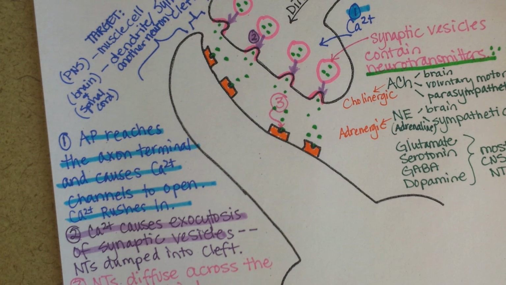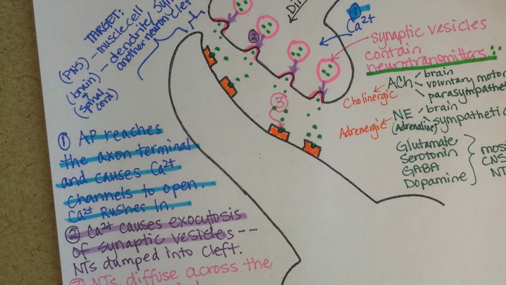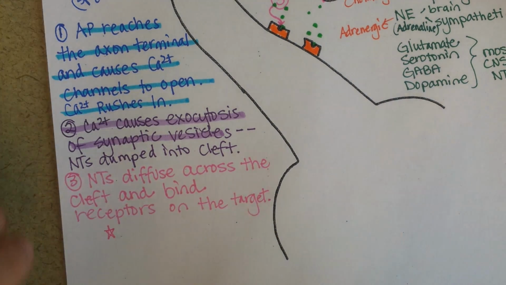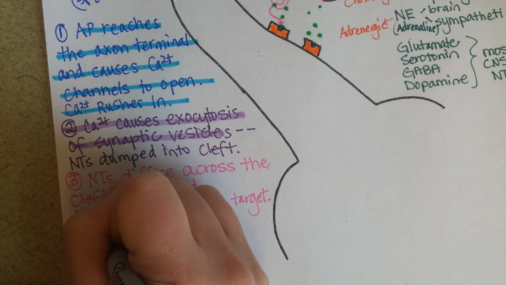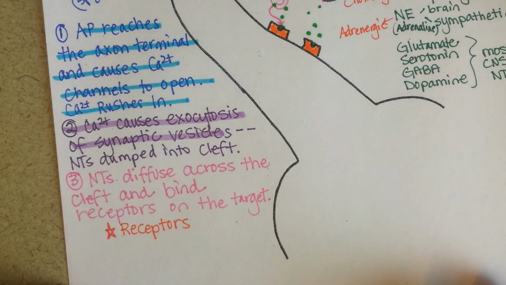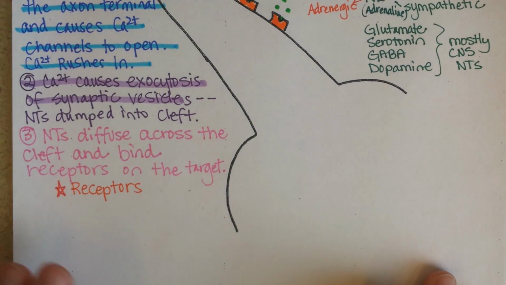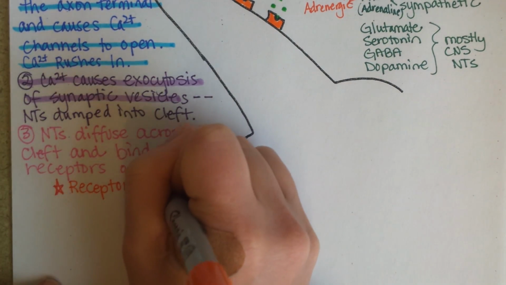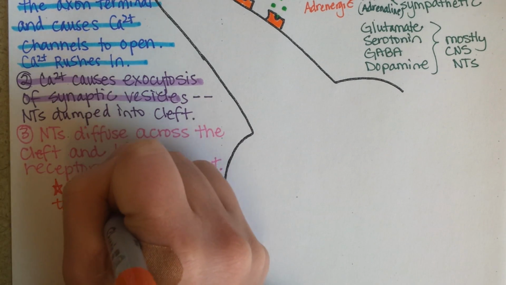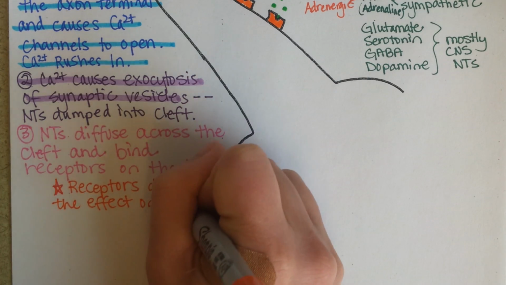Now, the receptor types are what are going to determine what happens. So let's put pink again down here. Or actually, let's use orange, right? Because we're talking about receptors in orange. So receptors determine the effect on the target.